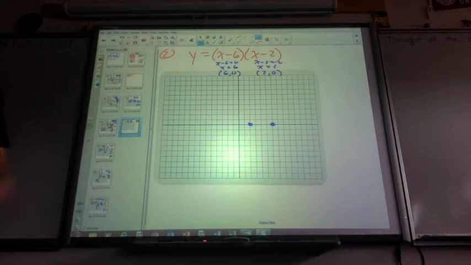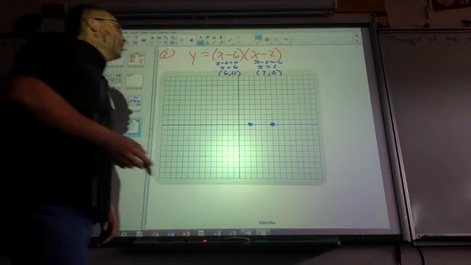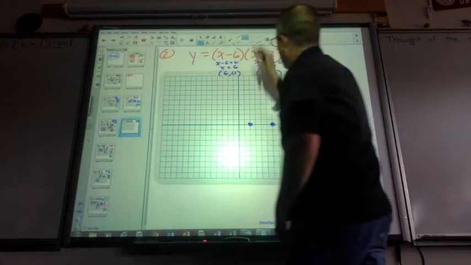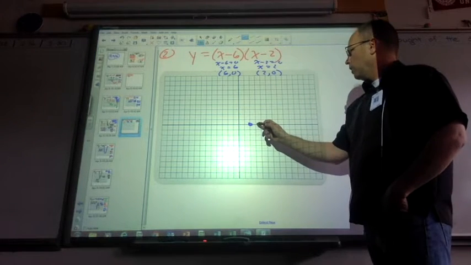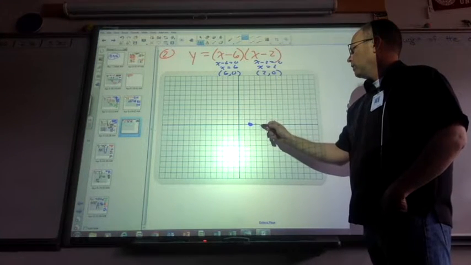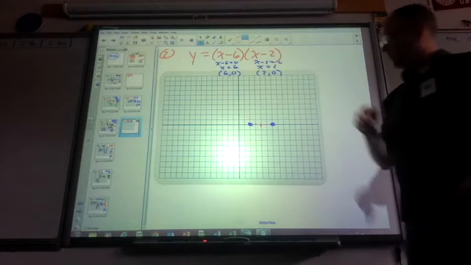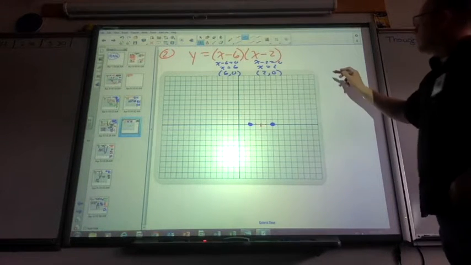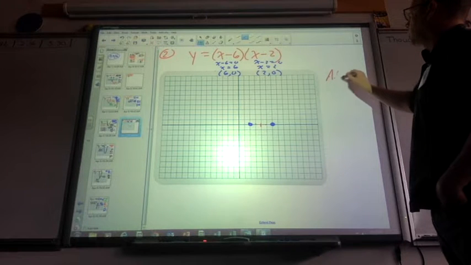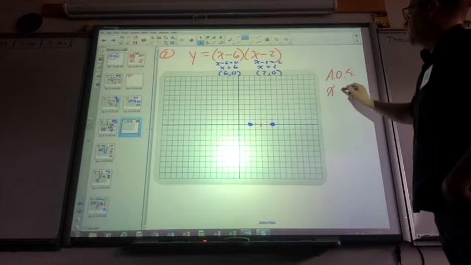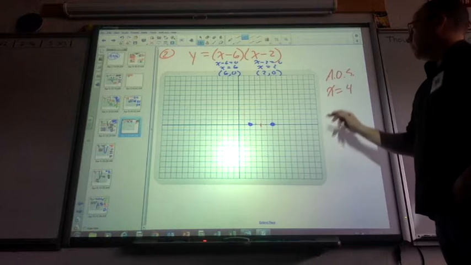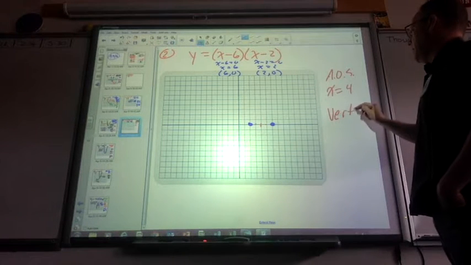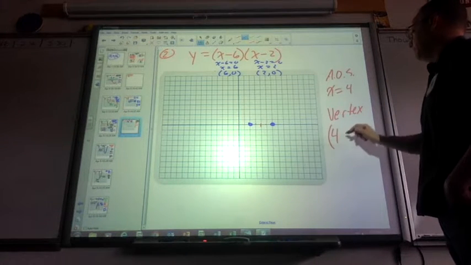Halfway in the middle is our axis of symmetry. So what's right in the middle of these? That's 4. Is that halfway? Yes. So our axis of symmetry is going to be at x equals 4. Agreed? Yeah. My vertex is going to be at 4, something.